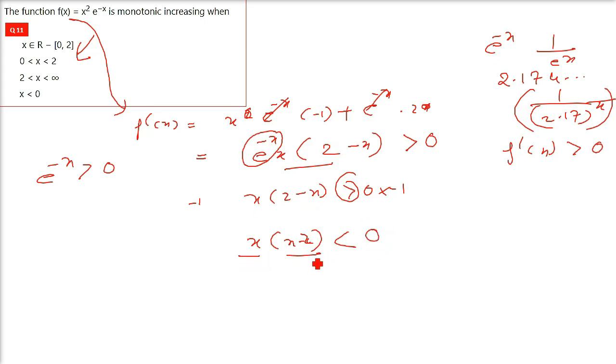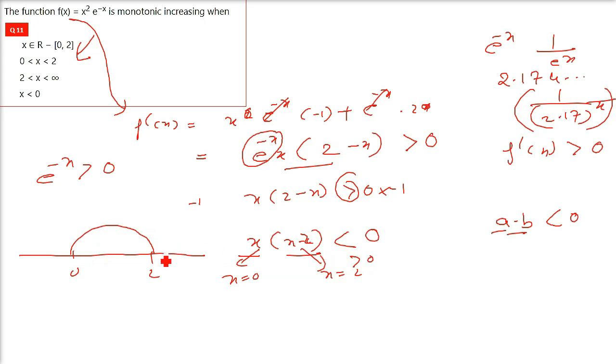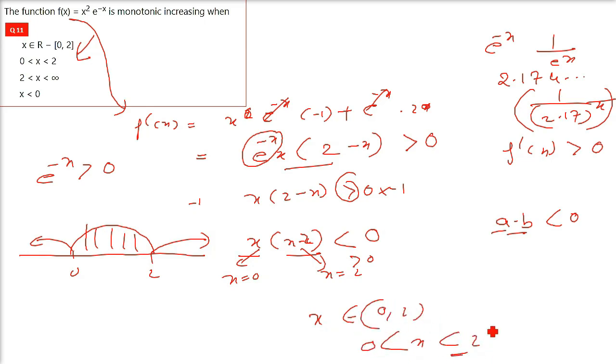Now let us take this x into x minus 2. I told you when you have 2 factors and when they multiplied is less than 0, either one is positive, second is negative, or the first is negative, second is positive. This x is going to be 0 at x equal to 0, x minus 2 is 0 at x equals to 2. So when we have this a into b less than 0, we take the internal part, that is between 0 and 2. So x should belong to 0 and 2. So x is between 0 and 2. Okay, this is your final answer.